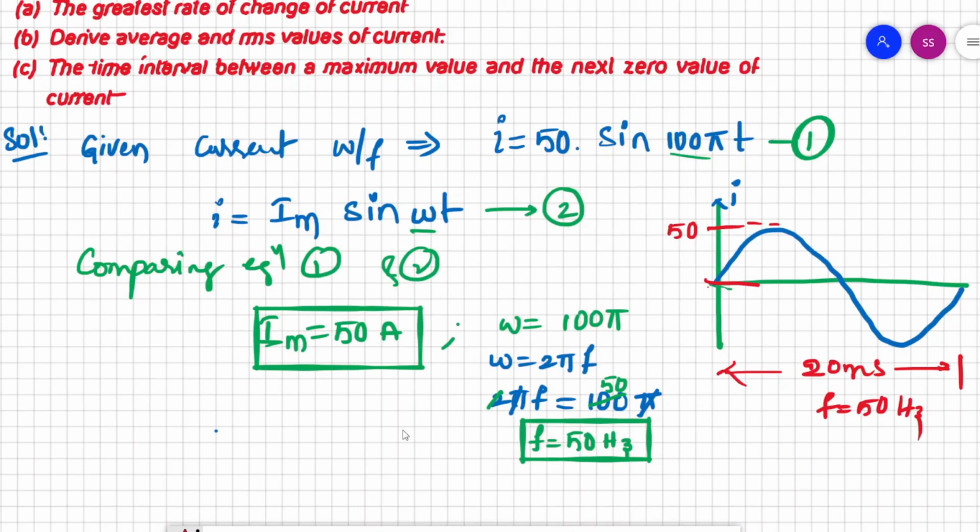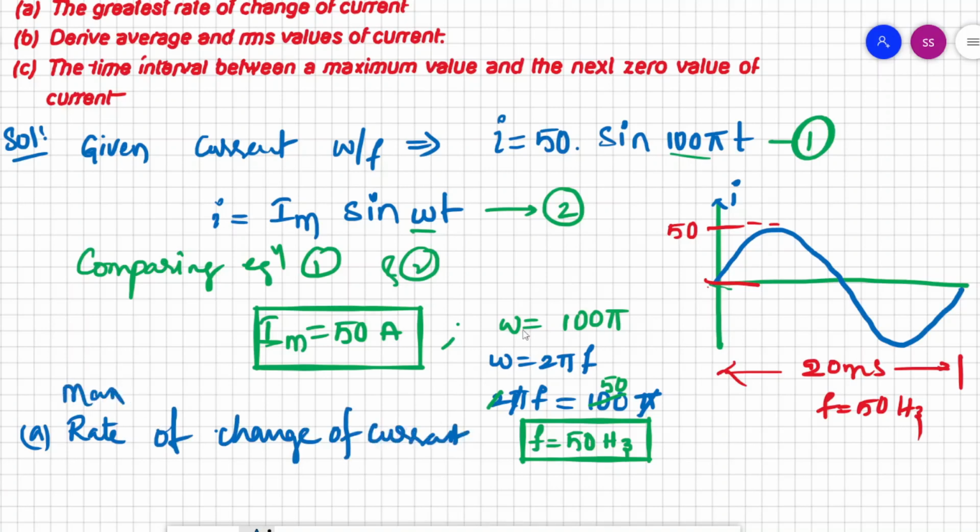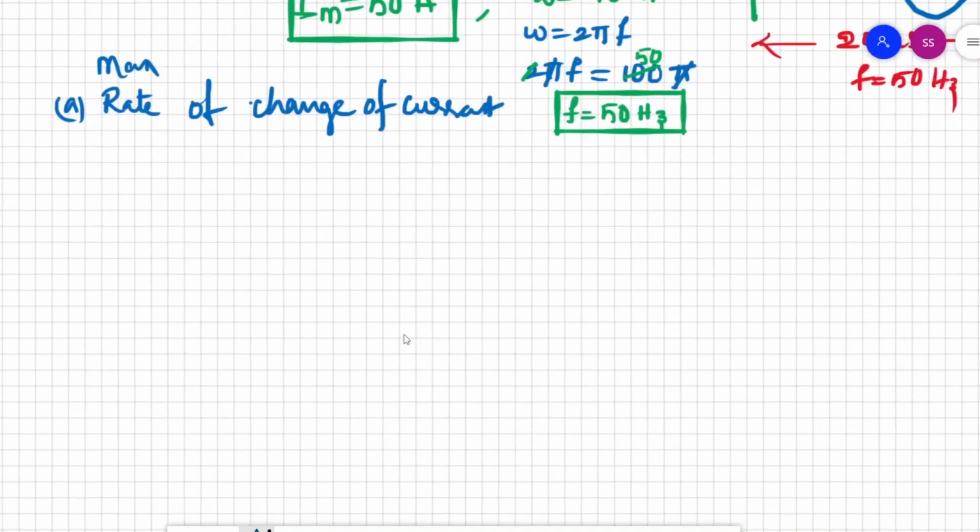We need to find the greatest rate of change of current. So what is the greatest rate of change of current? What does that mean? Rate of change of current. Greatest means maximum value. So maximum rate of change of current we need to find. Okay, so let us try to find it.